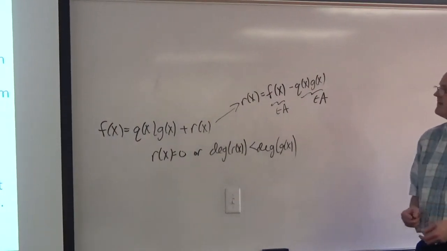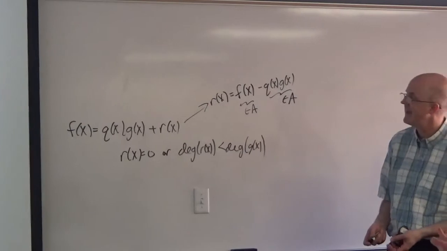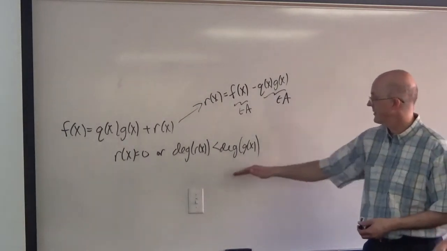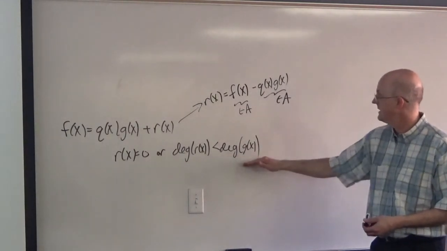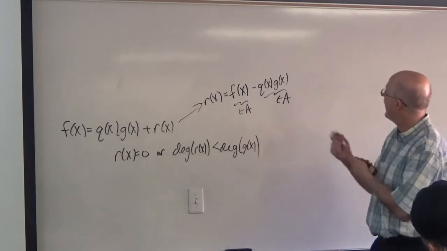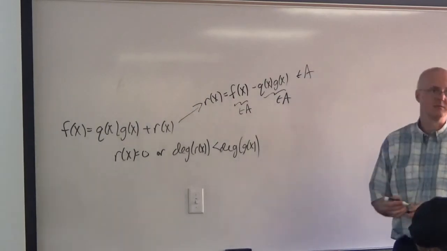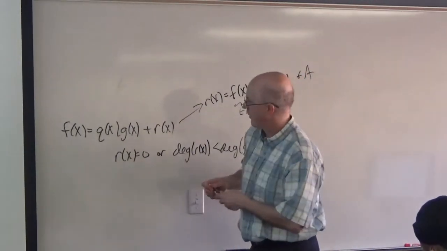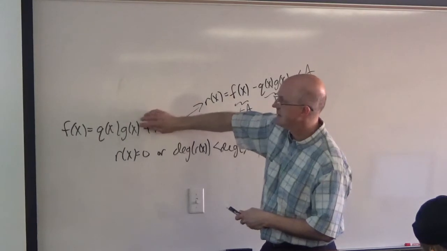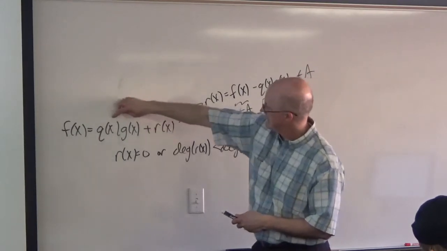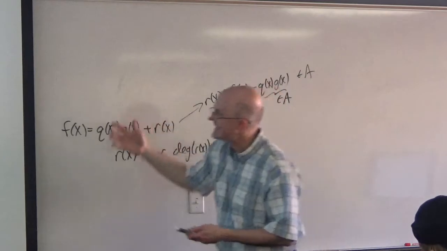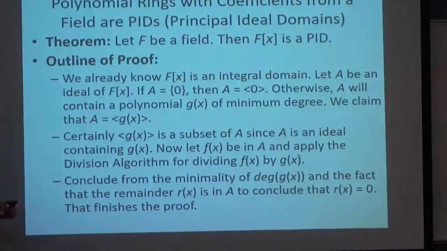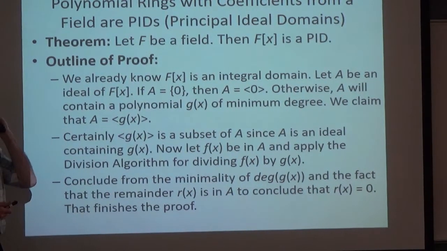Say it again. The degree of G is minimal in A. We know from the division algorithm that the degree of R would be less than the degree of G. It can't be in A, then, unless it's the 0 polynomial. It's got to be 0. Therefore, this is true, which would mean f of x is a polynomial multiple of G. It's in the principal ideal generated by G, by definition of principal ideal generated by G.